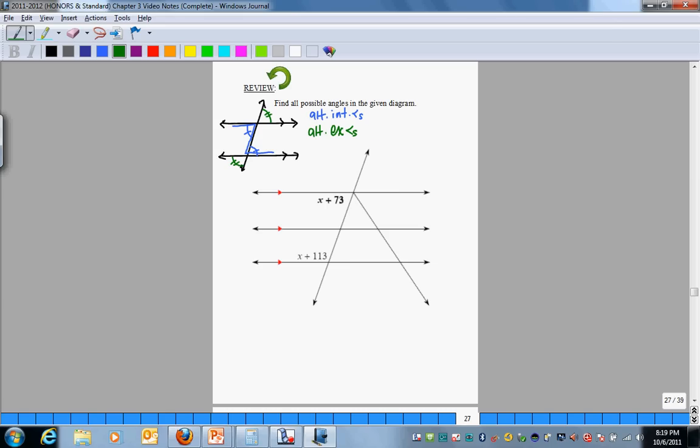Next one is alternate exterior angles. They're opposite sides of the transversal, but outside of the lines. Those are called alternate exterior angles. Again, congruent. Last one is corresponding angles, where one is in, one is out, same side. Again, congruent.